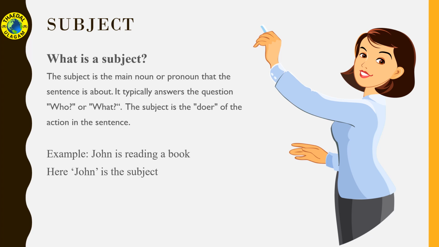For example, in the sentence, John is reading a book, John is the subject. John is the doer in the sentence. He is doing the job of reading.